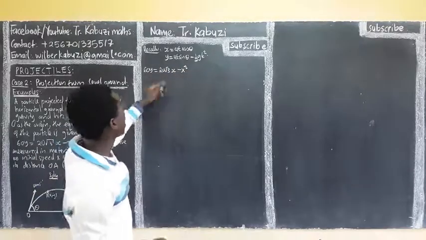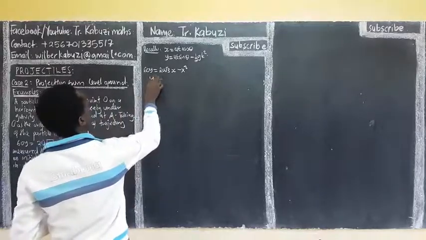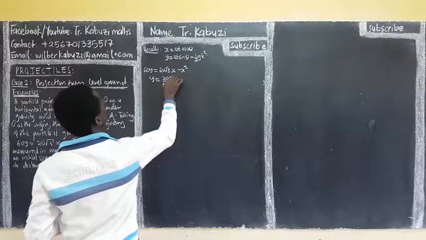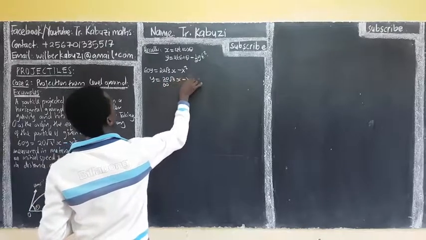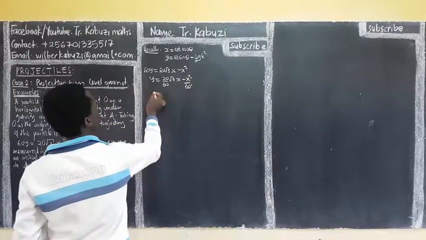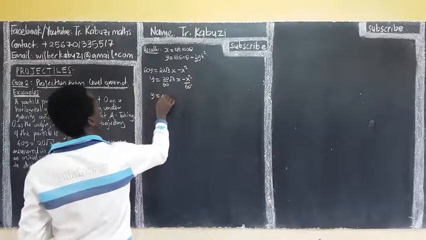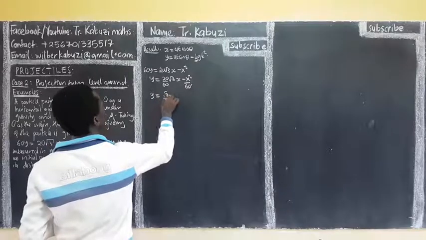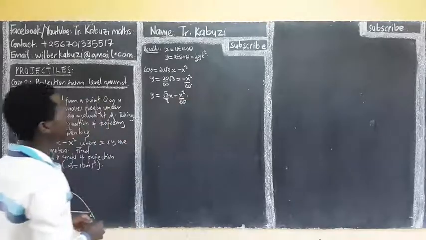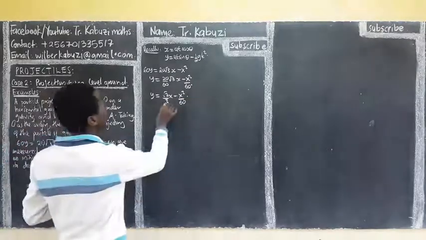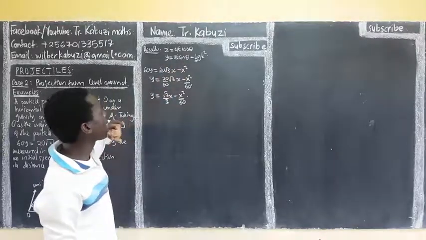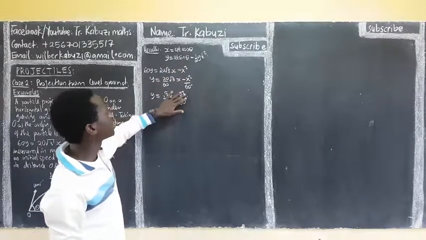Can you make y the subject? So our y will be 20 over 60 root 3 x minus x squared over 60. You can start from there. Our y is equal to root 3 over 3 x minus x squared over 60. Now, you see, in my equation here, there's no x. How can I introduce x? You see that this one is having x.